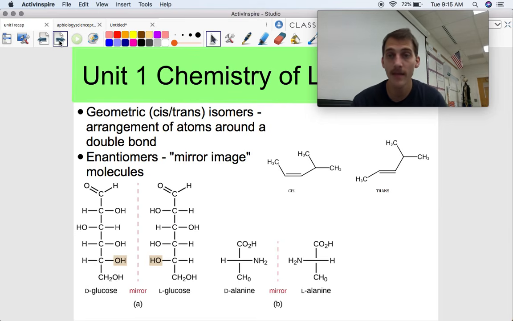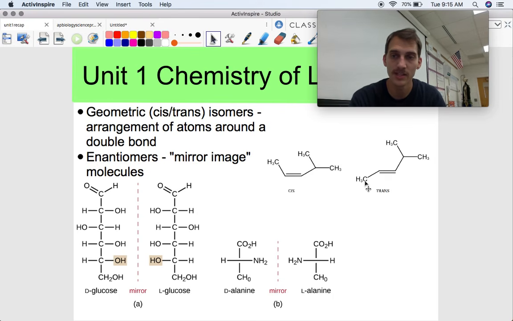Another type of isomer that is going to be important is what we call a geometric isomer, also called a cis-trans isomer. Those are isomers that have the same chemical formula, the same number and types of atoms, but the arrangement around a double bond is different, hence why they're called geometric. So this is what we would call a cis, meaning the same side of a double bond, and this is what we call a trans isomer, where two groups are on opposite sides of a double bond.